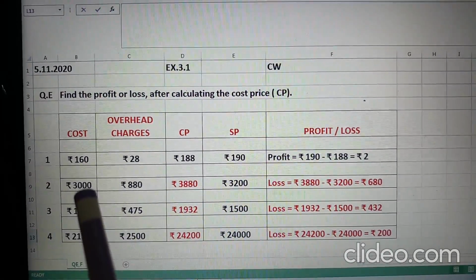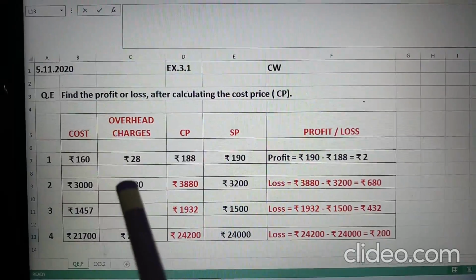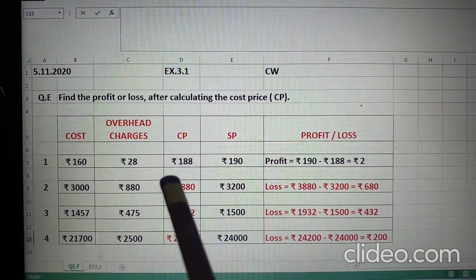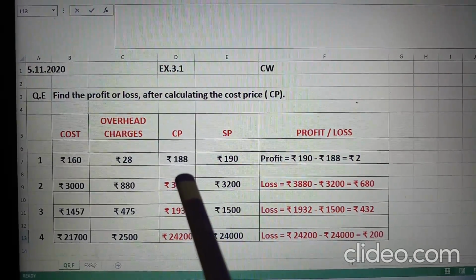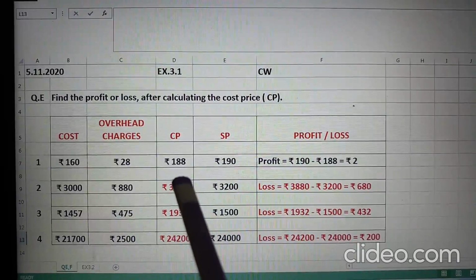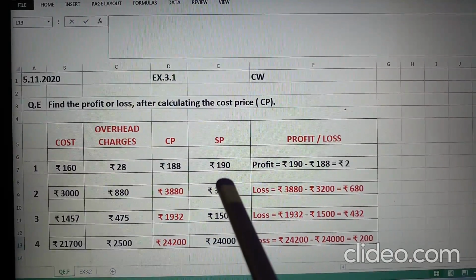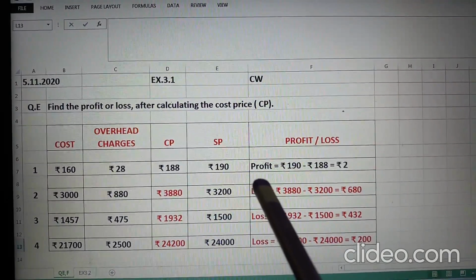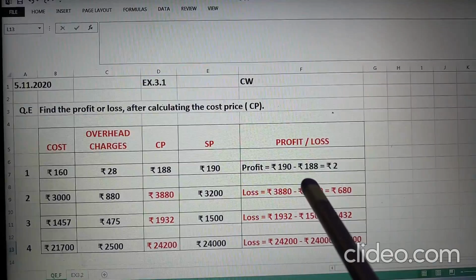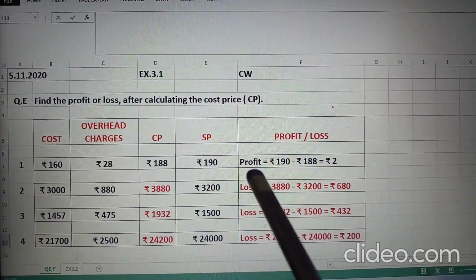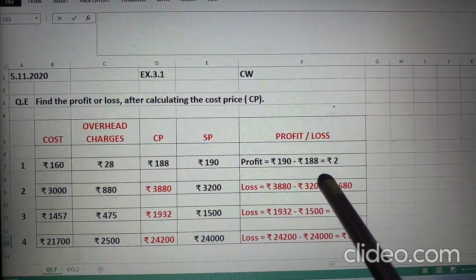So the cost is given as rupees 160. Overhead charges are given 28. So the actual cost price or total price will be 188. SP is given as 190. So the profit will be rupees 190 minus 188 equal to rupees 2. So the profit is rupees 2.